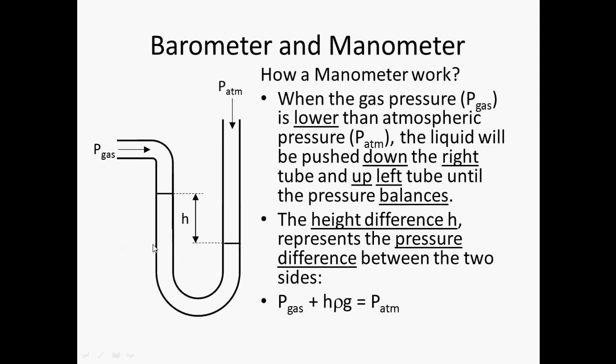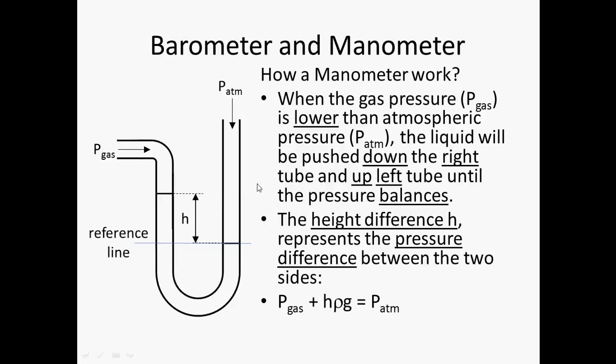So this is your reference point, because anything below here on both sides of the U tube has the same liquid. So anything below here is balanced. The height that you need to take is from this reference point to the surface of the mercury on the other side. So this will be your height. That means that P gas plus H rho g, where rho is the density of mercury and g is the gravitational field strength, will be equal to PATM.